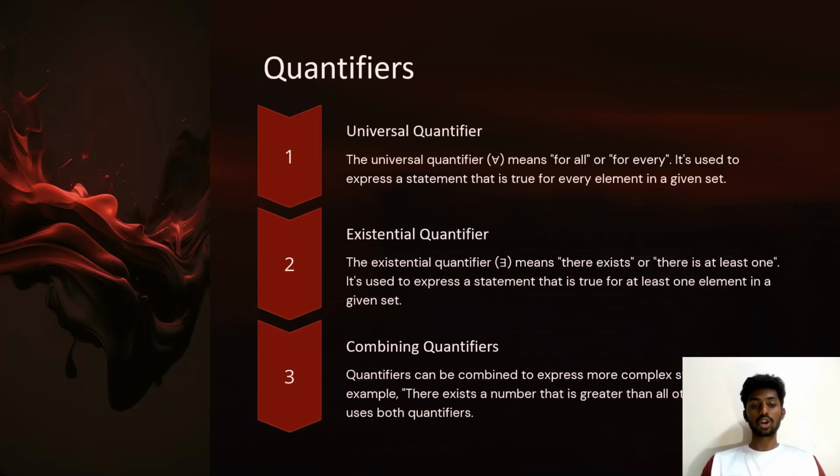So moving into the last topic of the video, quantifiers. So universal quantifiers. The universal quantifier means for all or for every. It is used to express a statement that is true for every element in a given set. Existential quantifiers. The existential quantifier means there exists or there is at least one, which is used to express a statement that is true for at least one element in a given set.